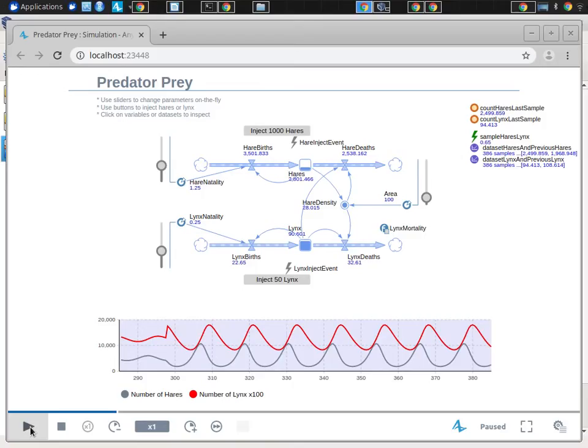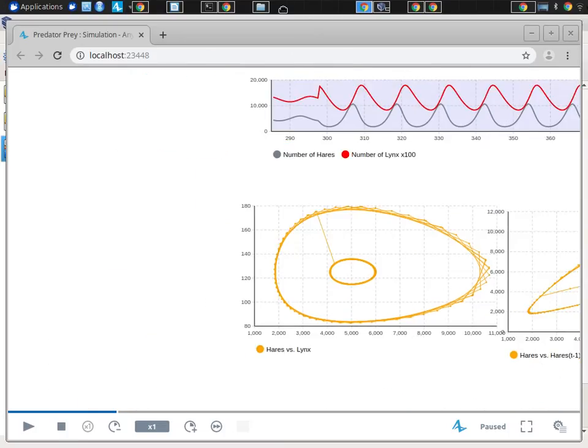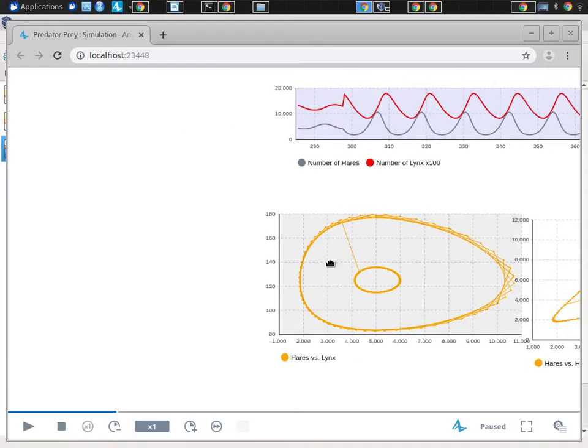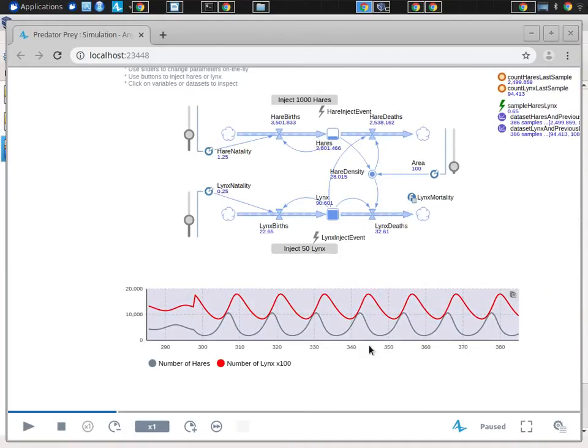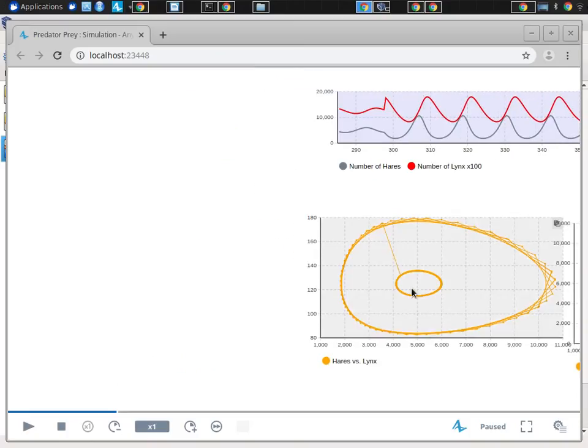Now, to see this, I'd like you to take your mouse, click on here, and drag. And what you will see here on the left-hand side is a plot of hares versus lynx. And you will say, what the heck? Maybe I understand this, that these are successive days over time. But what in the world is this set of concentric circles?